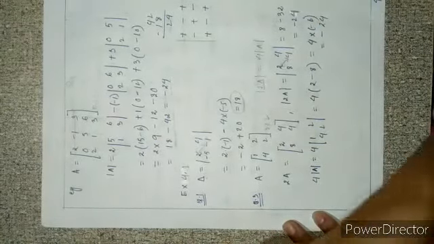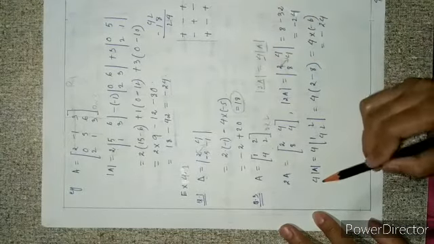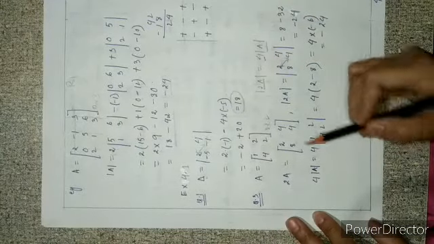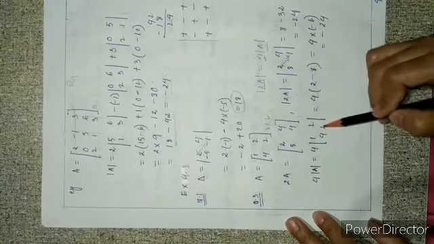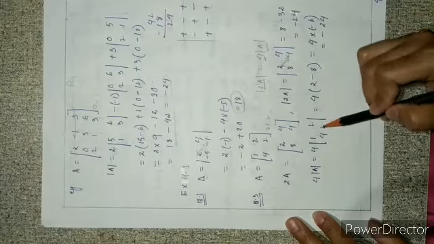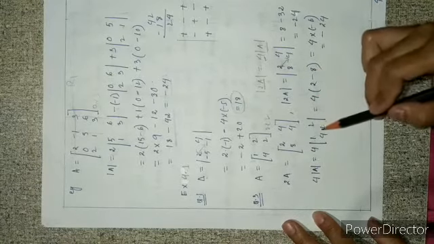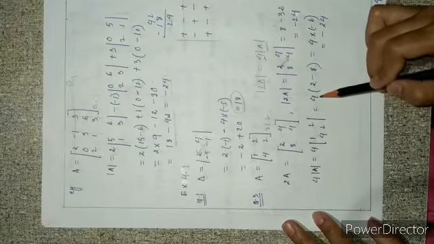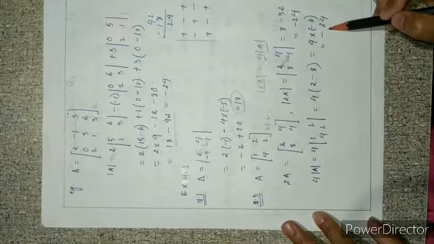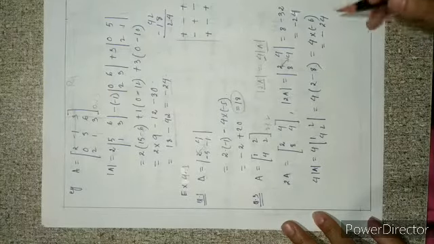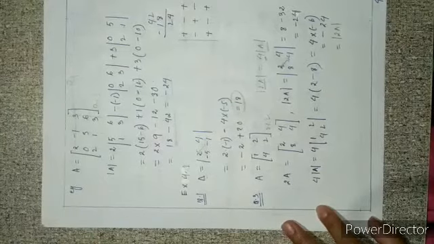For the left hand side, the value is the same as the right hand side, 4 into determinant A. Taking matrix A as a determinant, we get 4 into 1 into 2 minus 4 into 2, which is equal to 8. Determinant rule: the product of diagonal elements minus the product of the remaining two elements. 4 into minus 6 gives minus 24. So left hand side is equal to right hand side.